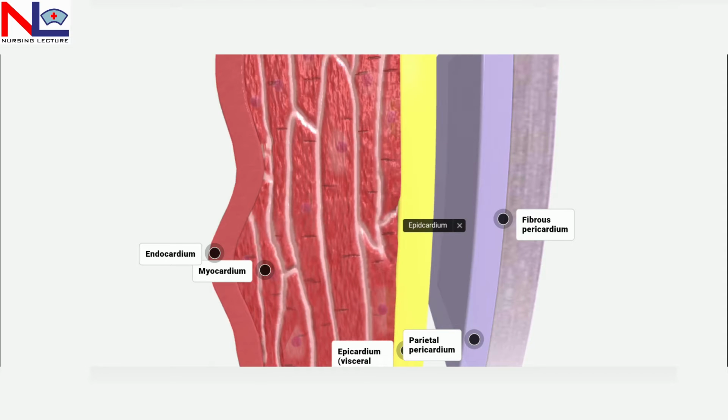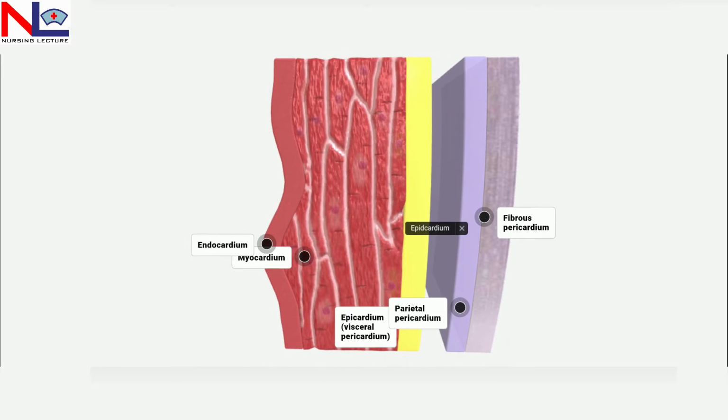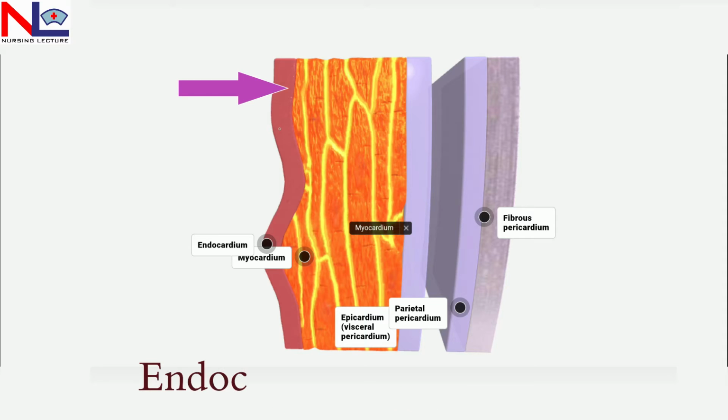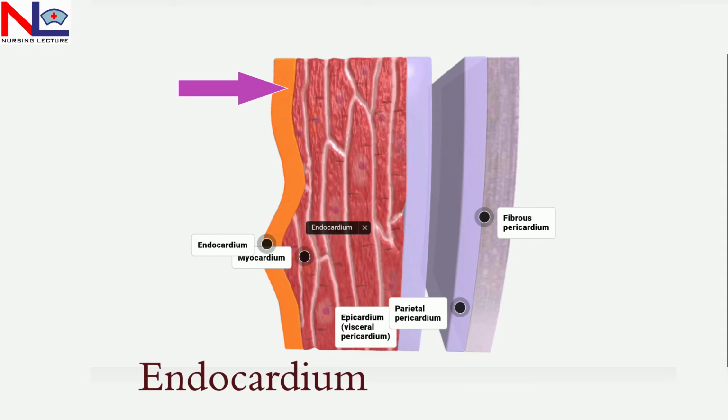So next we'll come to the layers of the heart wall. In the heart wall there are three linings. The outermost is the epicardium, this one, and the middle one is the myocardium, and the innermost is called the endocardium, this orange one.